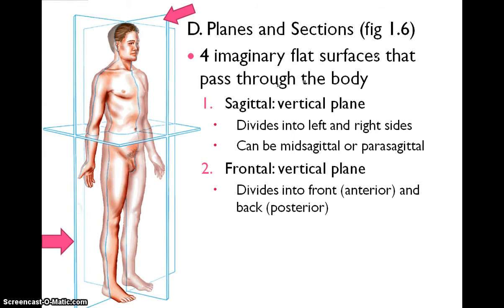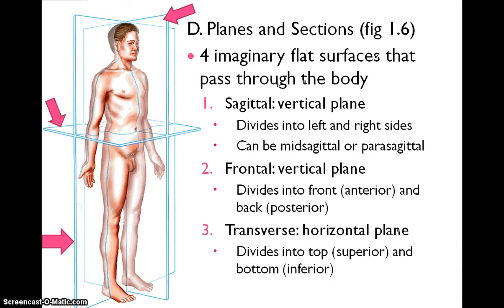Keep in mind that another term for front would be anterior, and another term for back would be posterior. An additional set of terms that mean the same thing for front would be ventral, and for back would be dorsal. A third plane is called the transverse plane. This one is horizontal. This one is going to cut you into a top or superior and a bottom or inferior half.